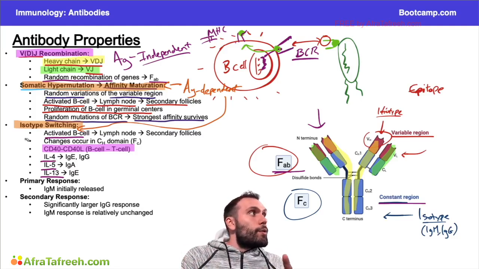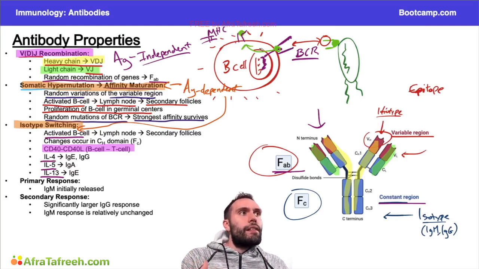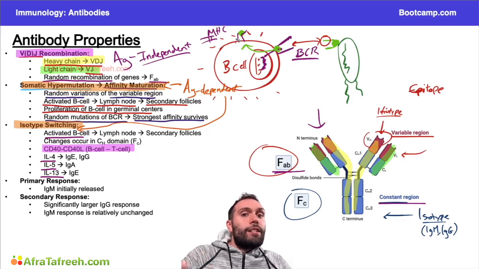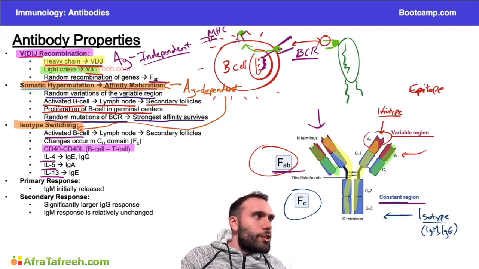But going back to my original point, how come this is antigen dependent? Well, it took an antigen to start with to get this whole process going, right? We had to internalize this antigen, display it on MHC2 to eventually present it to a T cell to get isotype switching. So that's why both of these are antigen dependent. Again, VDJ recombination, antigen independent.